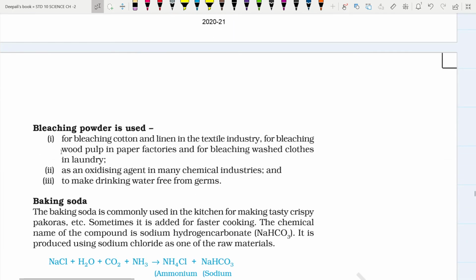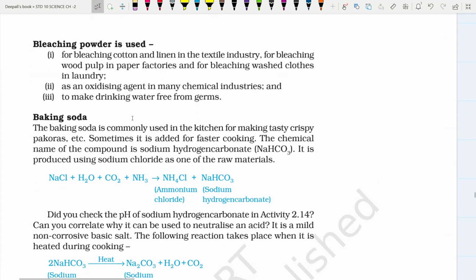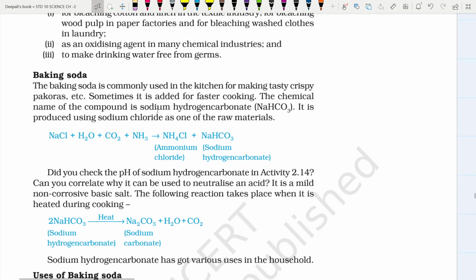And the use of bleaching powder is for bleaching cotton and linen in textile industries, for bleaching wood pulp in paper factories, and for bleaching washed clothes in laundries, as an oxidizing agent in many chemical industries, and for making drinking water free from germs.